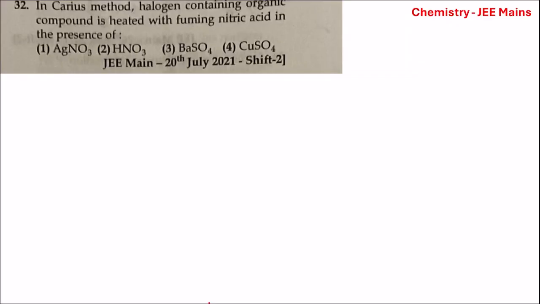In Carius method, a halogen containing organic compound is heated with fuming nitric acid in the presence of. The correct option is option 1, that is AgNO3. If the halogen is chloride, then in the presence of AgNO3 it will change into AgCl. It will give a white precipitate of AgCl. If it is bromide, then on treatment with AgNO3 a light yellow precipitate of AgBr will be formed.